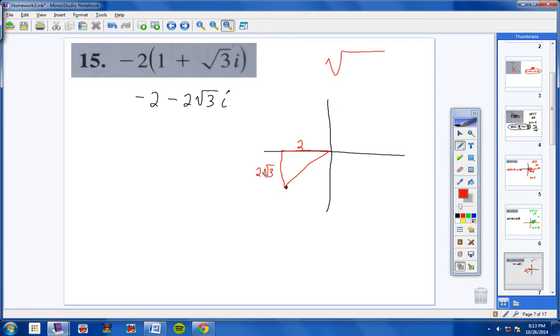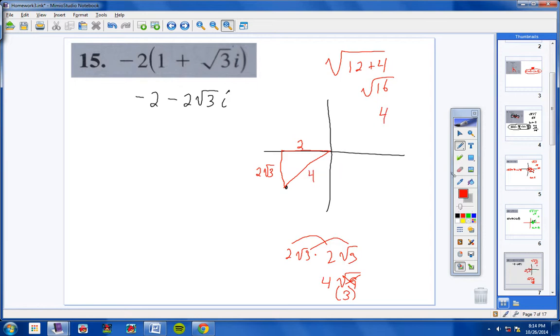If you square 2 square root of 3, you get 12. Let me show you how I did that. 2 square root of 3 times 2 square root of 3. 2 times 2 is 4. Square root of 3 times square root of 3 is square root of 9. Well, the square root of 9 is 3. So you really have 4 times 3, which is 12, okay? Square this number here, and that will give you 4. Add those two numbers together, and you will get 16, and the square root of 16 is 4. So the hypotenuse is 4, okay?